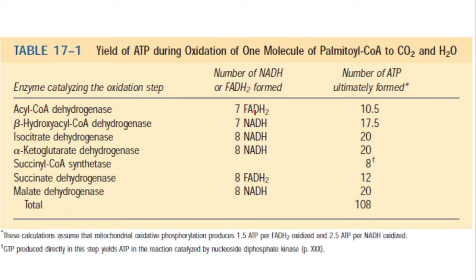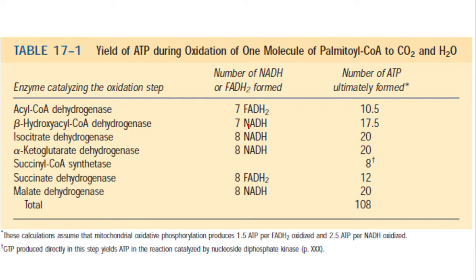And these 7 FADH2 are together producing 10.5 ATP. Number of ATP produced is 10.5. How? Look here. We just assume that 1 molecule of FADH2 is producing 1.5 ATP, while 1 molecule of NADH plus H plus is producing 2.5 ATP. So 7 into 1.5 is equal to 10.5. And then beta hydroxyacyl CoA dehydrogenase, actually the third step in beta oxidation, or the second oxidation reaction, is producing NADH.